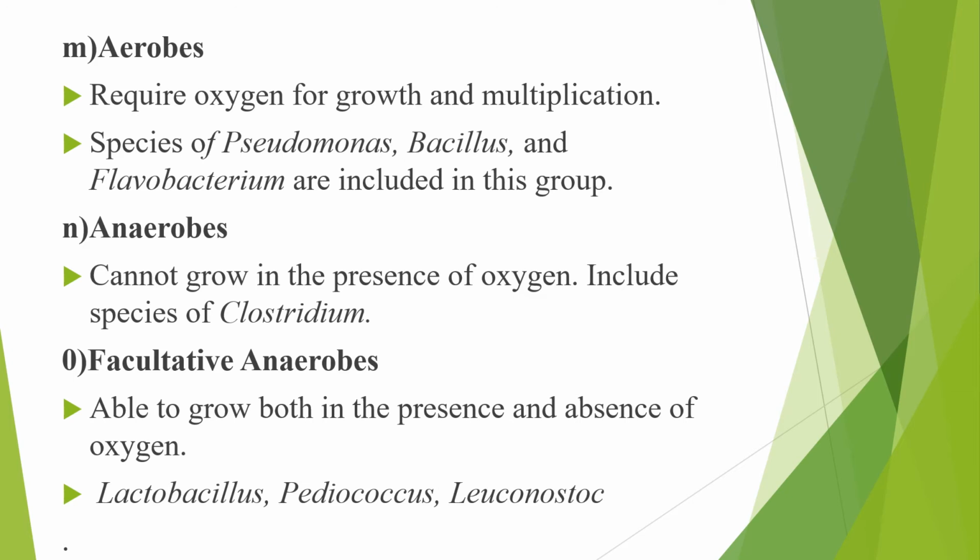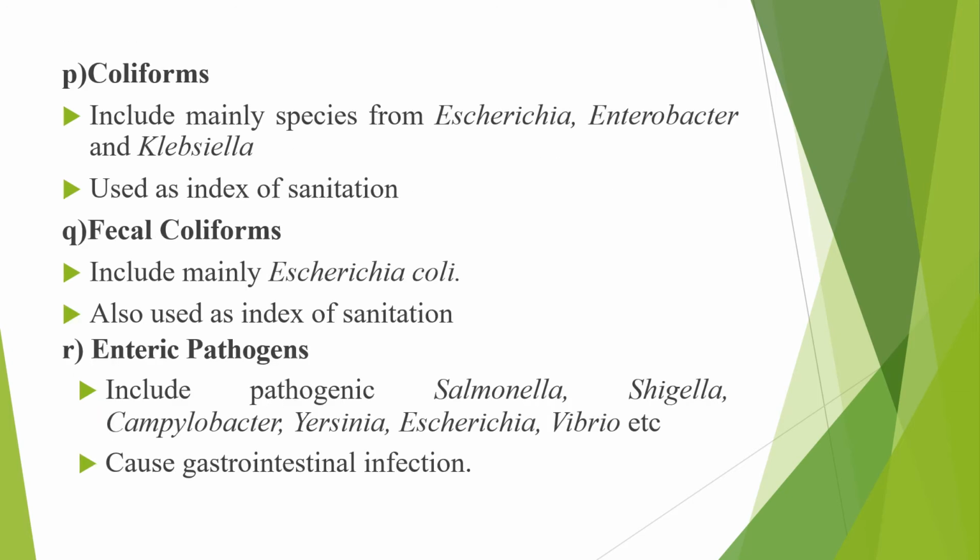So aerobes, anaerobes and facultative anaerobes are the three groups of bacteria in connection with oxygen requirement. Aerobes require oxygen for their growth and multiplication, whereas anaerobes can grow in the absence of oxygen, and facultative anaerobes are another group that can survive both in the presence and absence of oxygen.